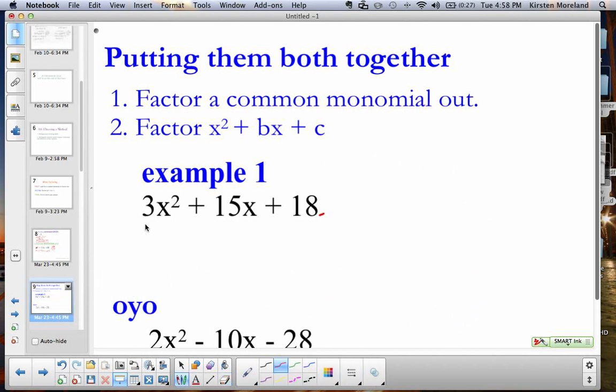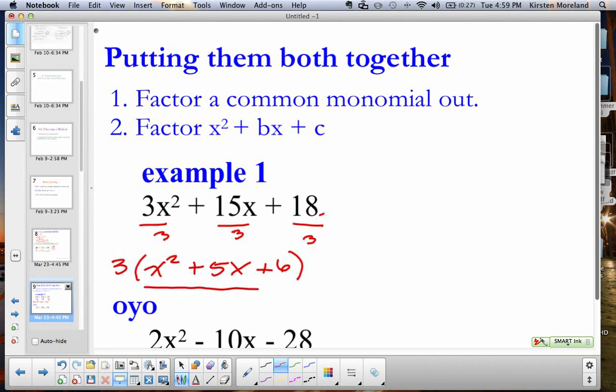So what I could have said is, 3x², 15x, and 18. They're all divisible by 3, so I'm going to go ahead and pull out a 3. So I'm left with 3 out front. I get x squared, 15 divided by 3 is 5x, 18 divided by 3 is 6. Now I just ignore the 3 and I'm just factoring the inside.